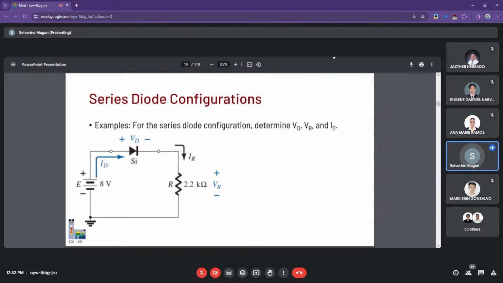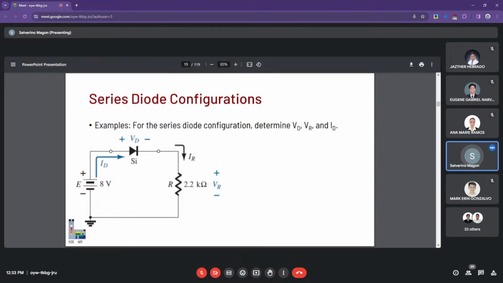Okay, so now for a further example, I'll give you these guys as exercise. So that's essentially similar to the previous example. This is also shared in Boylestad's handbook. So here, if we apply a KVL, 8 volts minus the silicon voltage drop at 0.7 will come up with the voltage across the resistance at 7.3 volts. 7.3 volts is your VR.